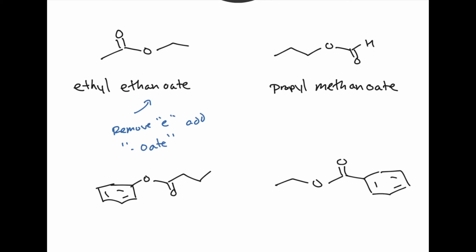What is it when you have a benzene ring as a substituent? Phenyl. So phenyl, that's phenyl. This, where it's an OH, is phenol. So then this is in 1, 2, 3, 4. This is phenyl butanoate.